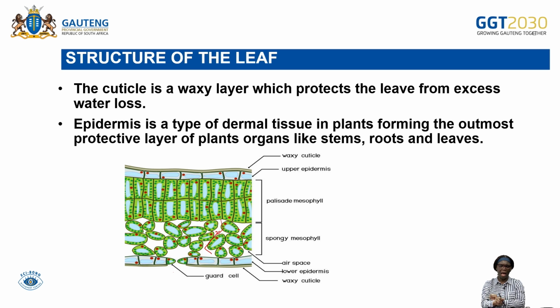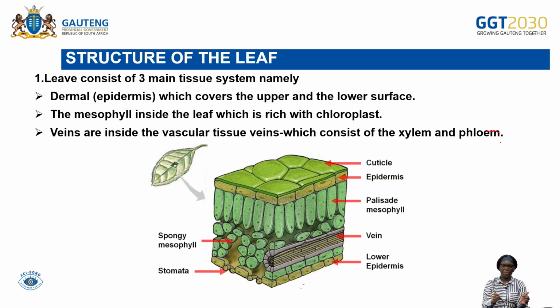We have the structure here, which now shows the waxy layer, the waxy cuticle. We said it is transparent so that light, radiant energy from the sun, can penetrate through the transparent, waxy layer known as the cuticle. The upper epidermis is a brick-like structure.